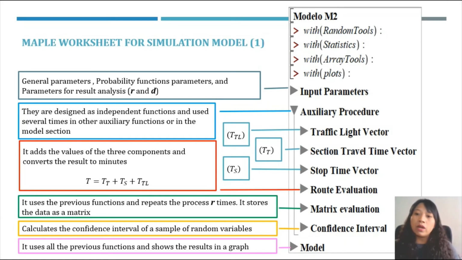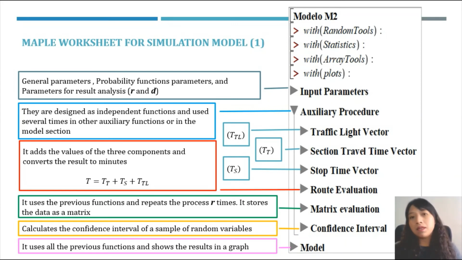After this function, we have the route evaluation function. It adds the value of the three previous components and converts the results to minutes. This is because previous functions use seconds as time unit, but results are presented in minutes in order to give a perceptible quantity. For this function, it is necessary to specify a route, its section, and indicate if there are intermediate stations and traffic lights.